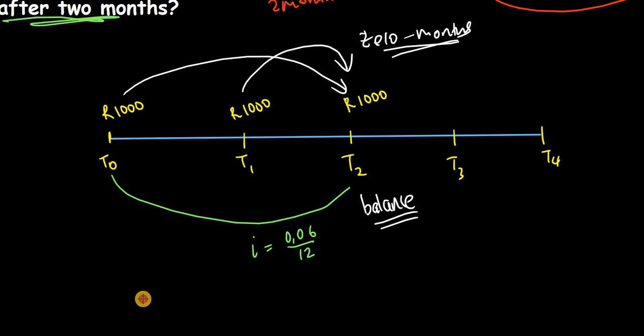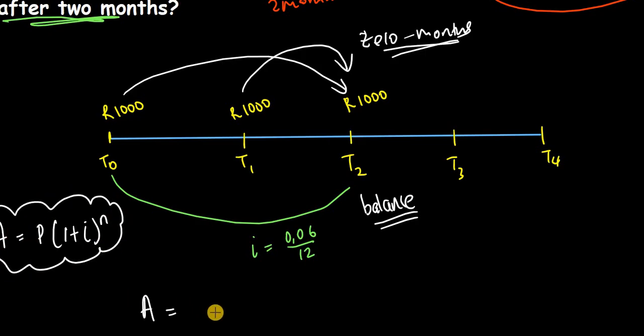So the first method, like I said, is to use the formula A equals P(1 plus i) to the power n, which is just the compound interest formula. Okay, so our principal amount, we're going to do this backwards. I'm going to start with the 1,000. The 1,000, it stays in the bank for how long?